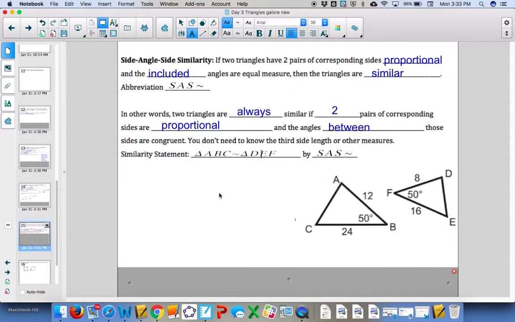So for this example, if I call the first triangle ABC, then I would have to name the second triangle the same way, so DEF. And they are similar by side-angle-side similarity.